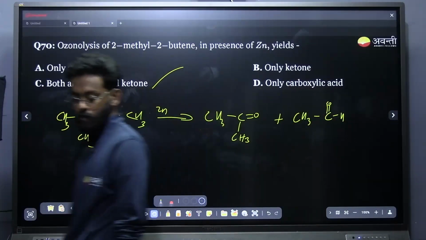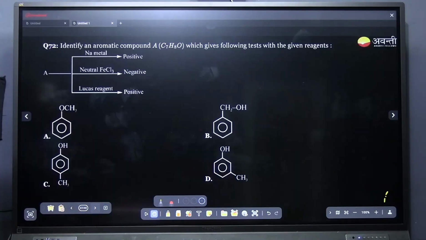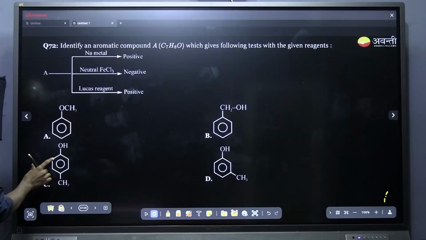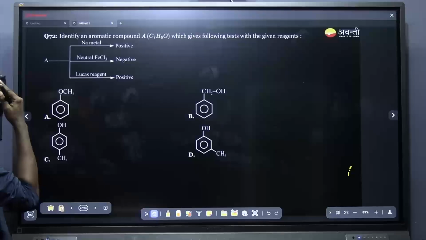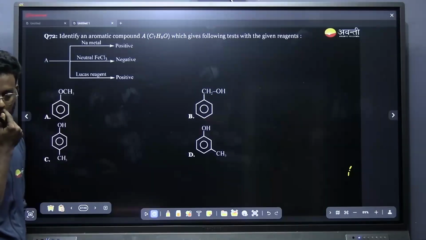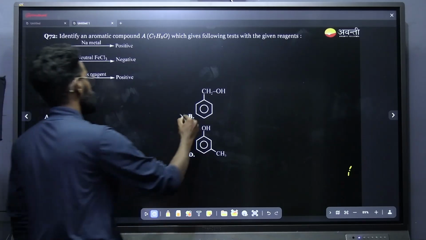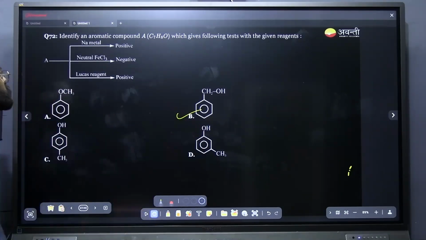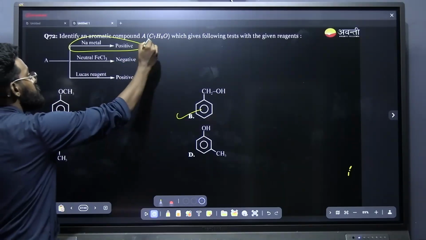Shall I move on, students? Okay, next one. Identify an aromatic compound A, C7H8O, which gives the following tests with the given reagents. What is the answer for this one? Option B, okay, very good. Option B is the correct one. Here you can see some tests are given. Sodium metal will be giving a positive test.